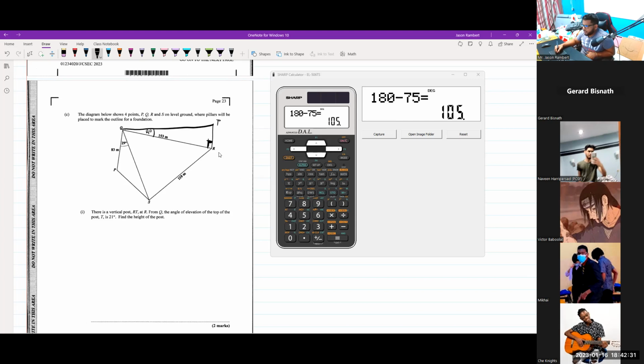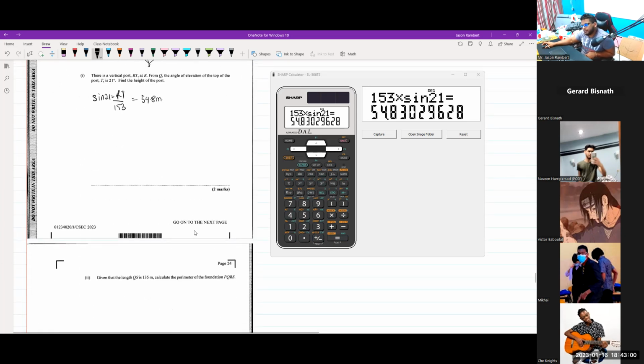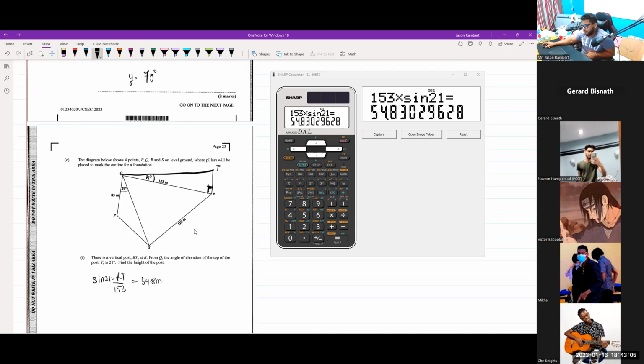So we'll use trigs. We have the adjacent and the opposite, sine. RT over 153, so 153 by sine 21. I'll get 54.8. I remember doing that though. QS is 135.